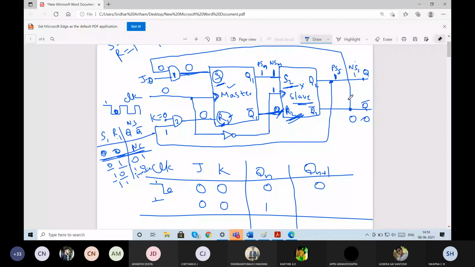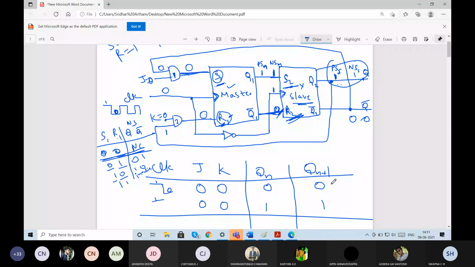Okay, so what is happening here? When the present state is 1, check this condition. If the present state is 1, the next state is also 1. Is this clear to you? Yes, ma'am.